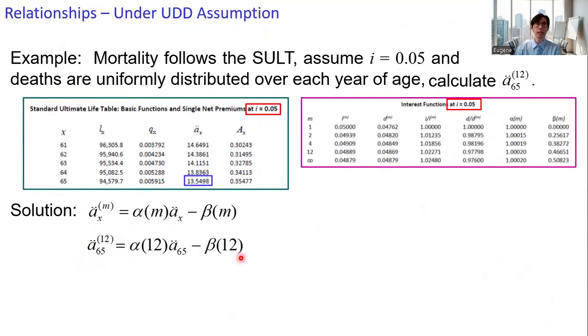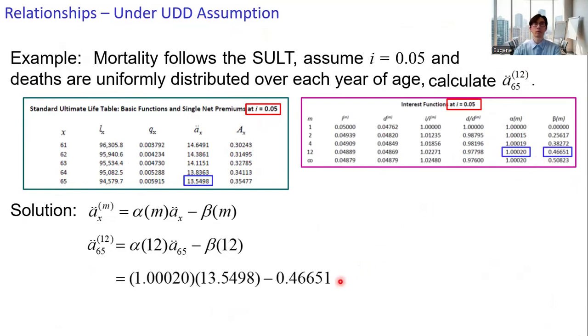All right, we need to get A double dot 65. From the table, we get 13.5498. And then we need to get the value for alpha 12 and beta 12. Alpha 12 is 1.0002, and beta 12 is 0.46651. Do the substitution, and then upon calculation, we get the answer.